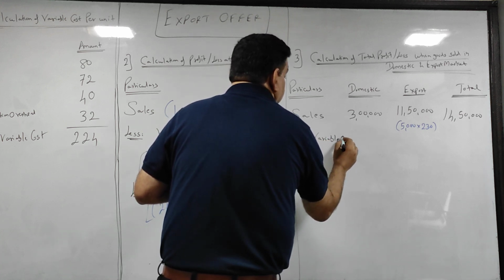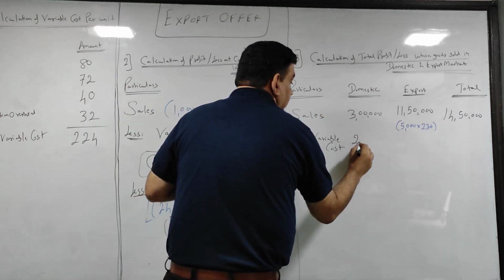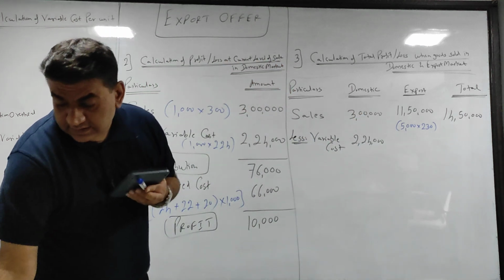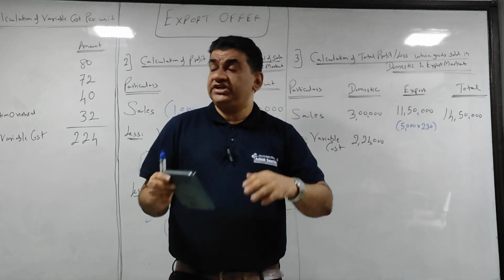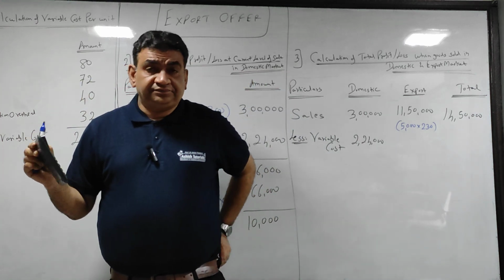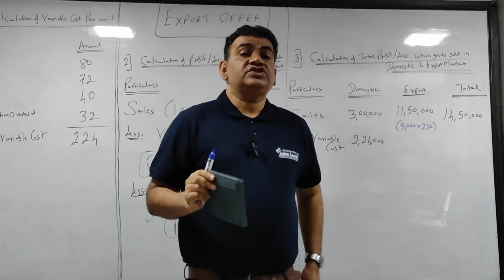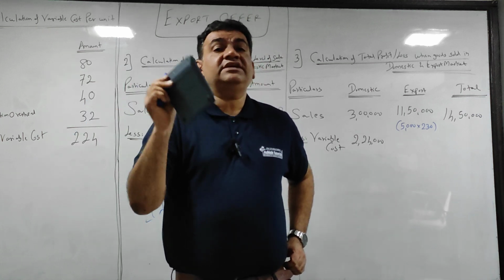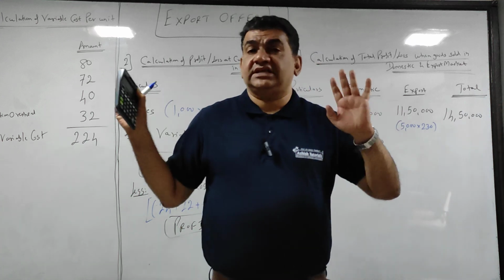Now can I say my variable cost will also be the same for domestic? 2,24,000. Now guys see, have they mentioned if I sell goods in the export market my variable cost changes? No. So my variable cost will be the same. Later there will be sums where you sell in export and domestic, and fixed cost and variable cost change, but here I am just focusing on the basic concept.